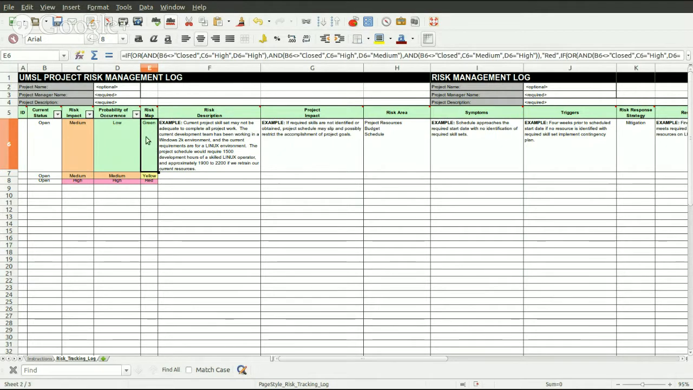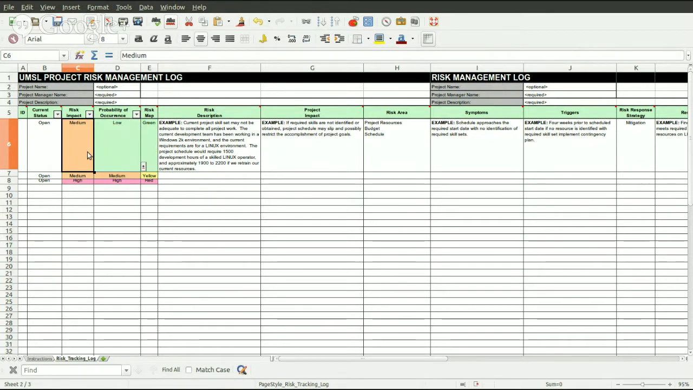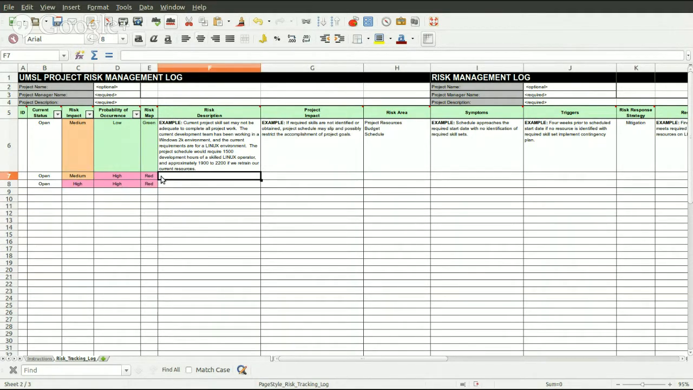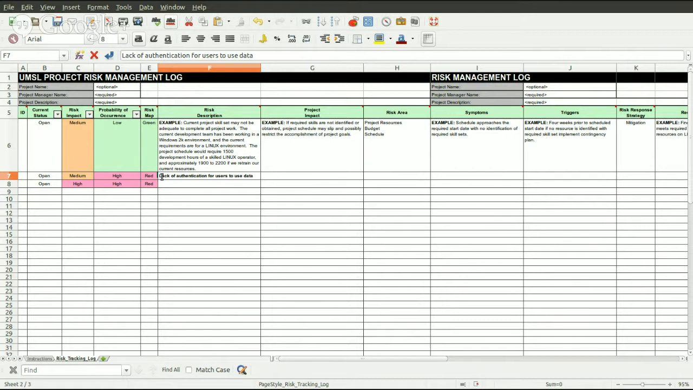And so this risk map here, you don't change. You only change these 2 items, and it either goes green, yellow, or red. And so it kind of gives you an idea of how serious this is. And so here they have an example, but we can just put any example here. We say that we have a medium risk, probability is high, and so now you see it's red, and the risk description is lack of education for users to use data or something like that.